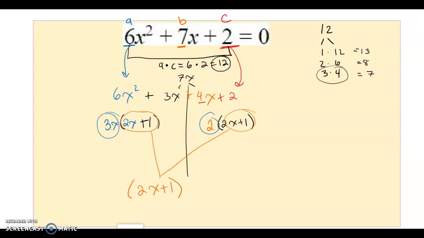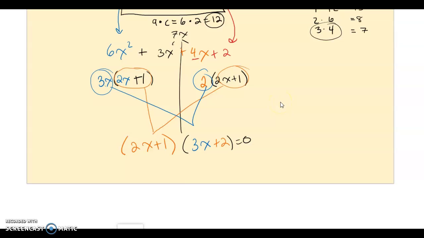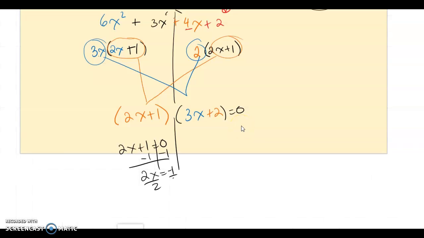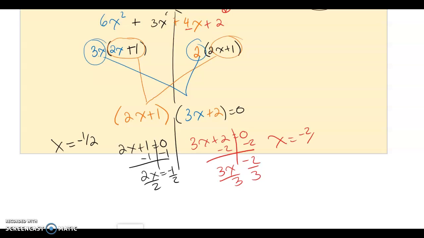Then with these right here on the outside of the parentheses, I'm going to bring them down into their own set of parentheses. And now we can solve for 0. So if I solve for 0, 2x plus 1 equals 0. I subtract 1. If I divide by 2, I know one of my x values is negative 1/2. And for the other one, I subtract 2. Divide by 3, and I get x equals negative 2/3.